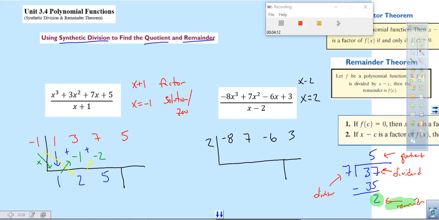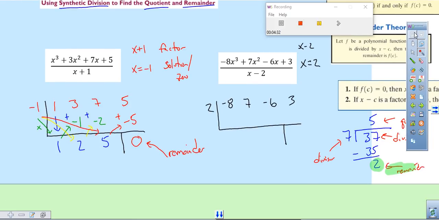We take -1 times 5, and we put our value right there. That's -5. We add them together, we get a remainder of 0. Oh, did you hear that? That number right there is my remainder. So let's tie this back to what we're doing over here.